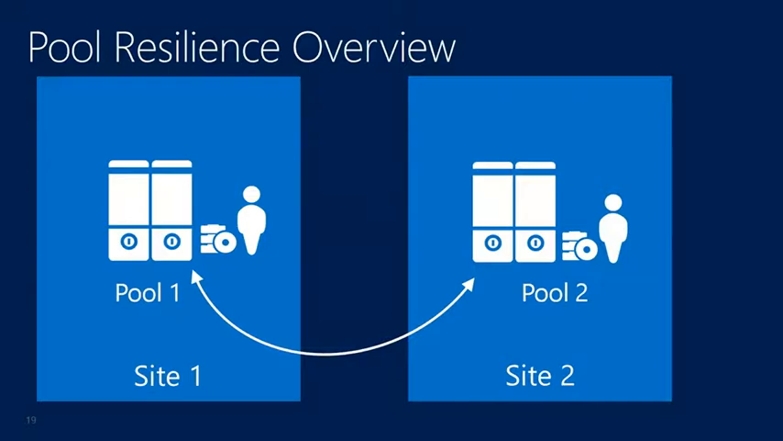Pool backup is a pairing relationship. So we have pool 1, pool 2. Pool 2 backs up 1, pool 1 backs up 2. We configure the pairing relationship in Topology Builder. We'll show you that pretty quickly in the demo portion here.